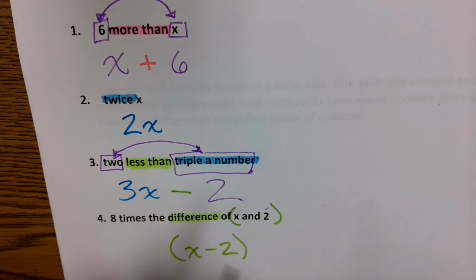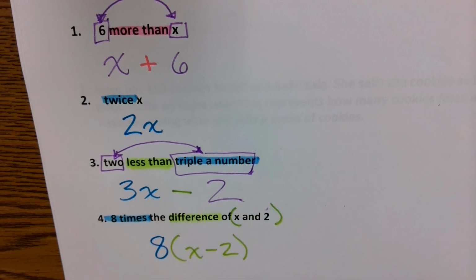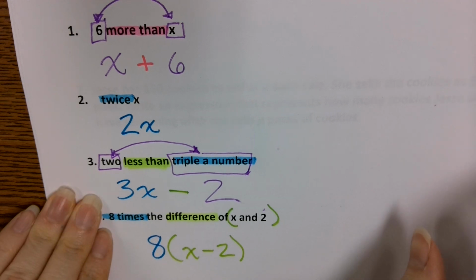Okay, and then you're doing 8 times that. So 8 times, that is multiplication. You could put times 8 on the front or on the back. It doesn't matter. I'm going to go ahead and put it in the front because that's typically what it looks like, right? Most of our distributive property would be in the front. So you have 8 times, and then in parentheses, x minus 2. All right, any questions? All right, let's go ahead and go on to the next page.